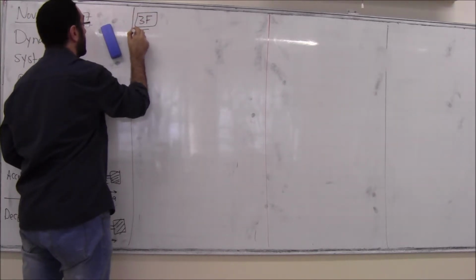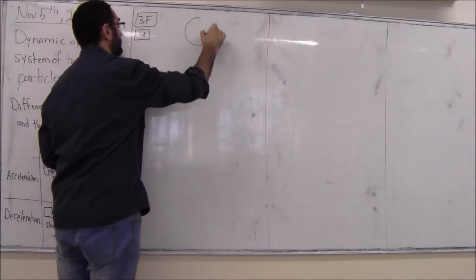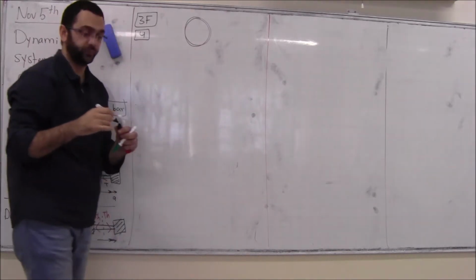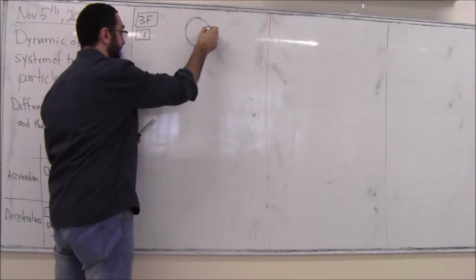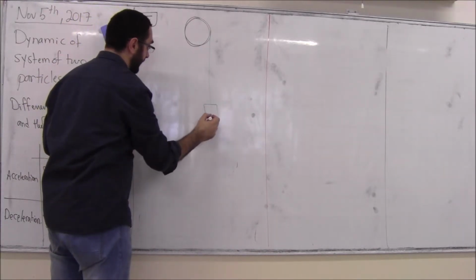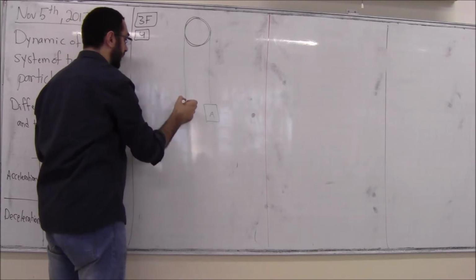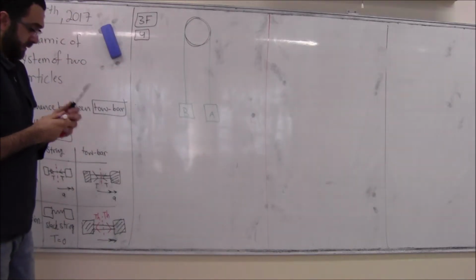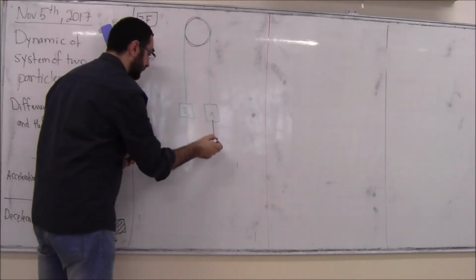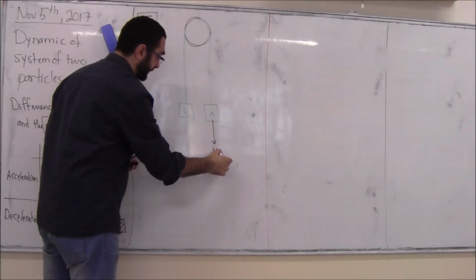Question 1, 4. The first part, as usual. This is the pulley. We have two particles A and B. Here is another particle, B. On A there is a downward force, which is 4G.